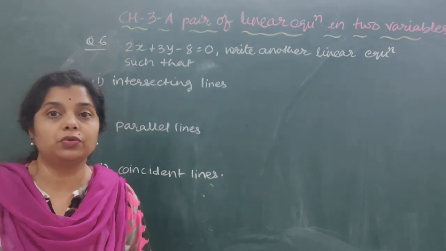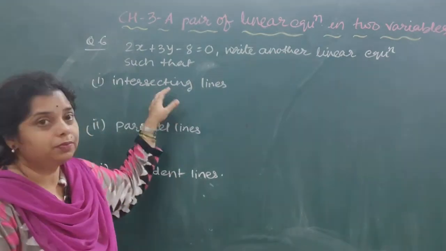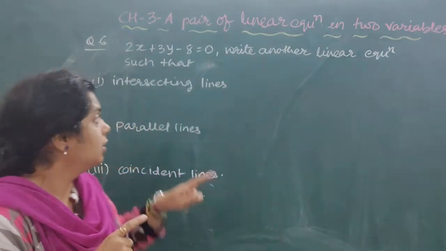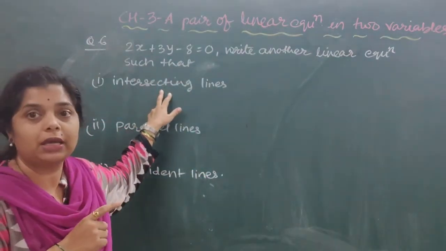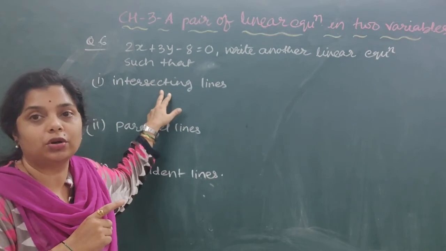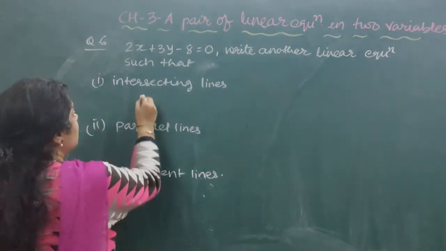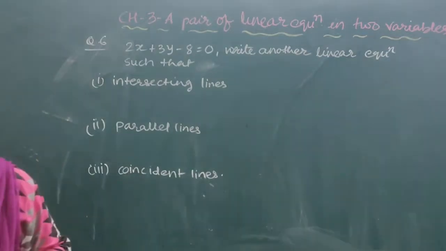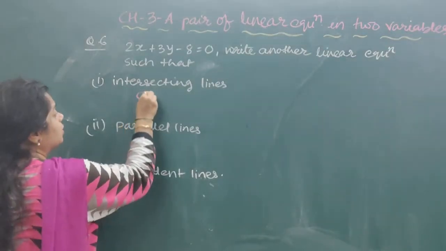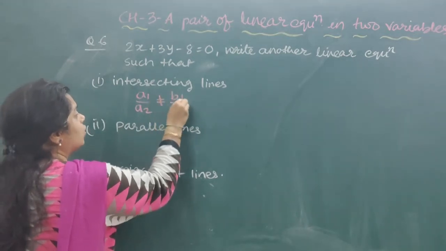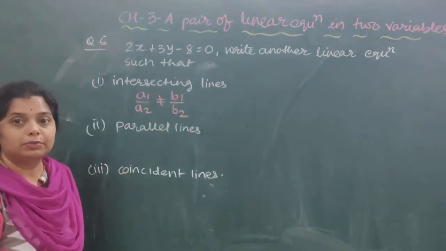So first of all you have to remember or recall the concept. For intersecting lines, which condition do we have to apply? A1 by A2 is not equal to B1 by B2. So for that first we have to write down the condition here. It will make the calculation easy for us. A1 by A2 is not equal to B1 by B2.